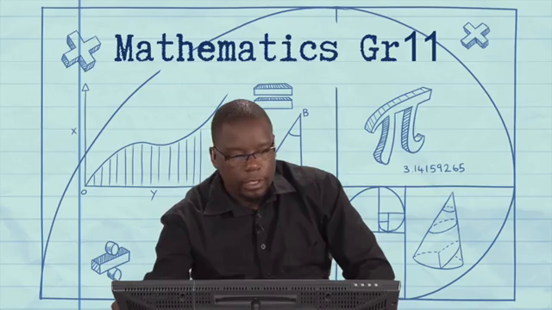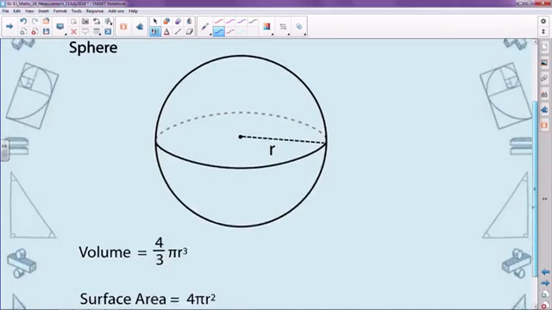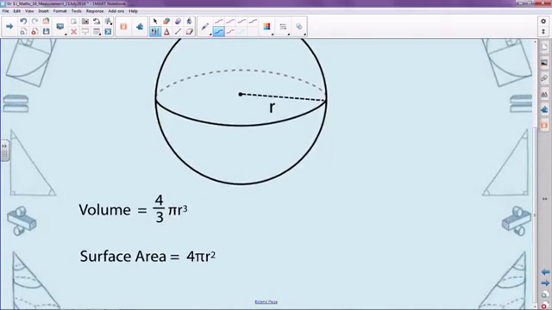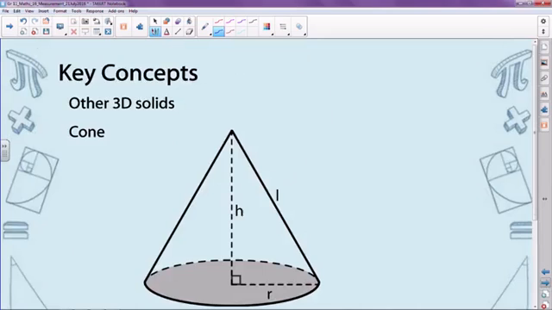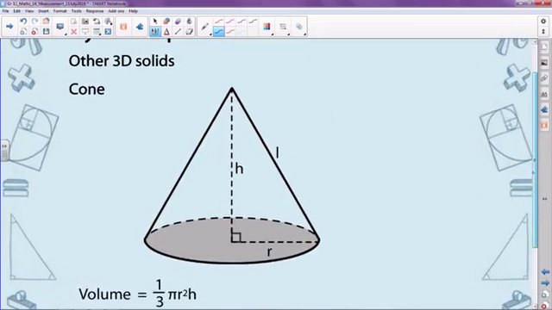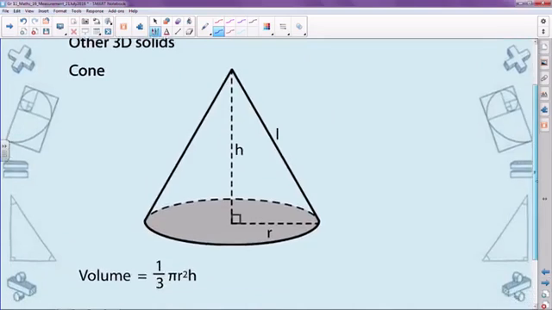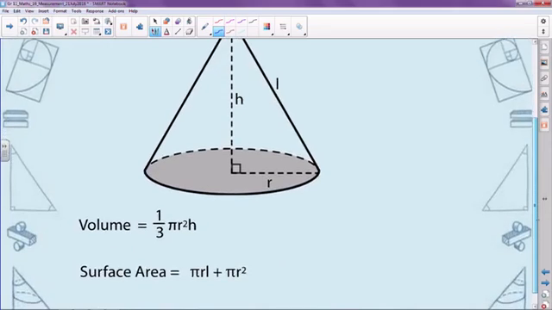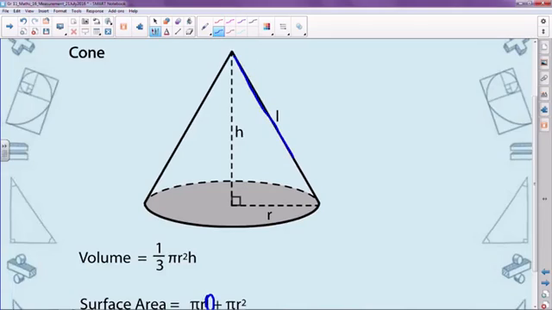Now, with the sphere, the volume is given by 4 over 3 pi r cubed, and the surface area is 4 pi r squared. Remember, these formulas are there on your formula sheet as well, all right? And if you're looking at a cone, the volume of a cone is given by a third pi r squared h, and the surface area is pi r L plus pi r squared. That L stands for your slant height, okay? So this is your slant height there.